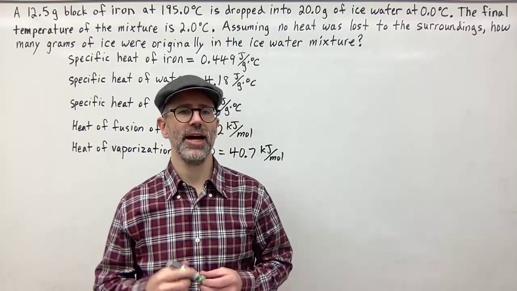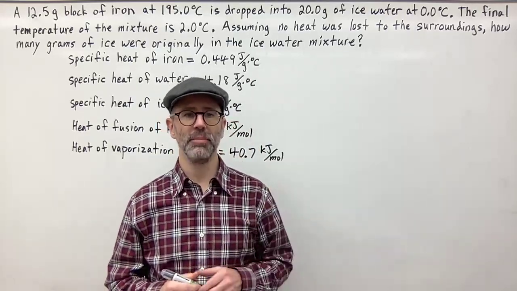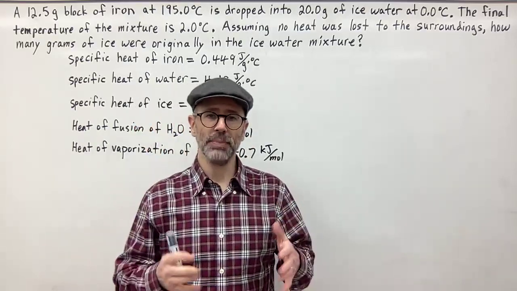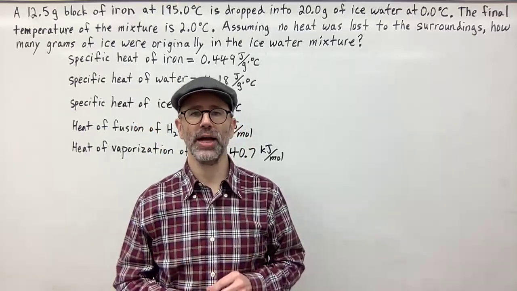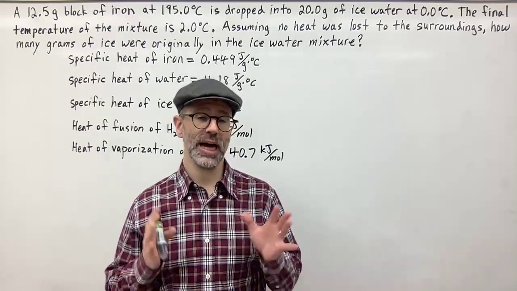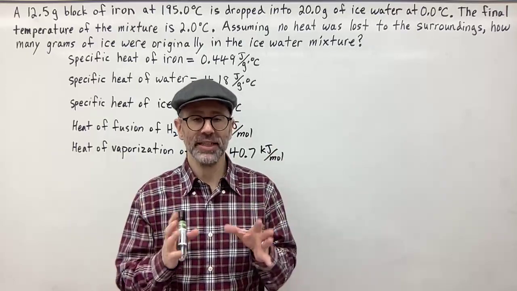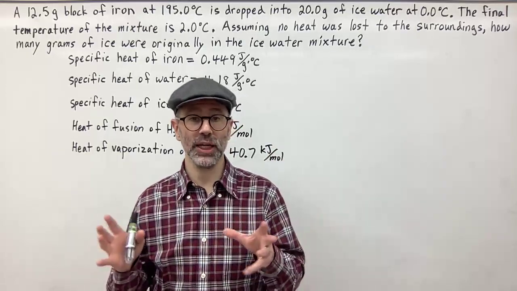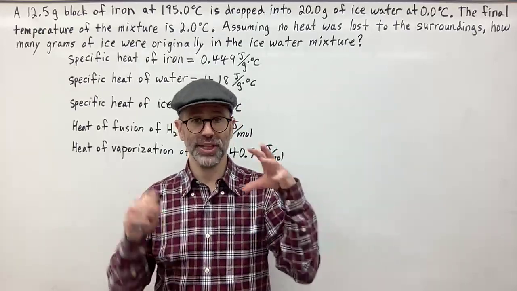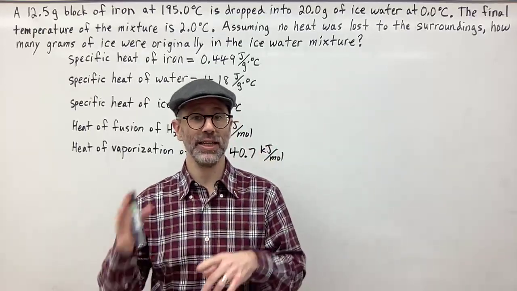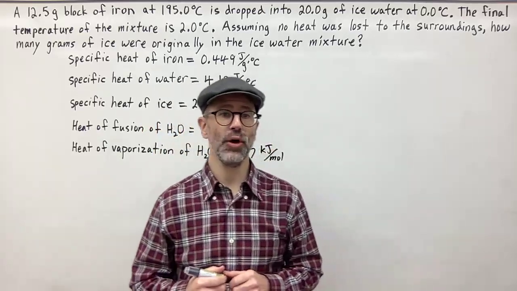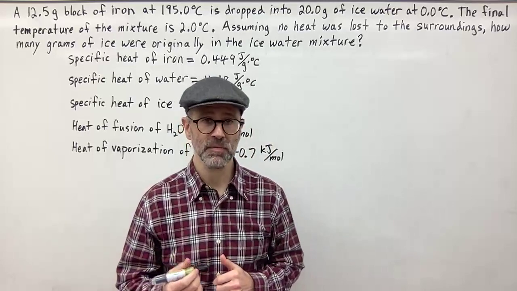So in this problem we have a 12.5 gram block of iron at 195 degrees Celsius that is dropped into 20.0 grams of ice water at 0.0 degrees Celsius. Now, the ice water means that there's ice mixed in with the liquid water, right? So the hot block is put into the ice water that has ice and liquid water together. The final temperature of the mixture is 2.0 degrees Celsius.